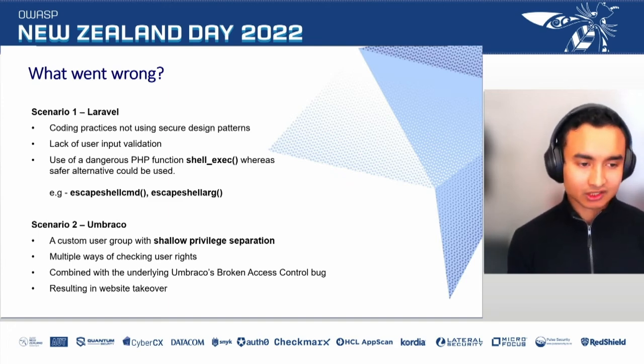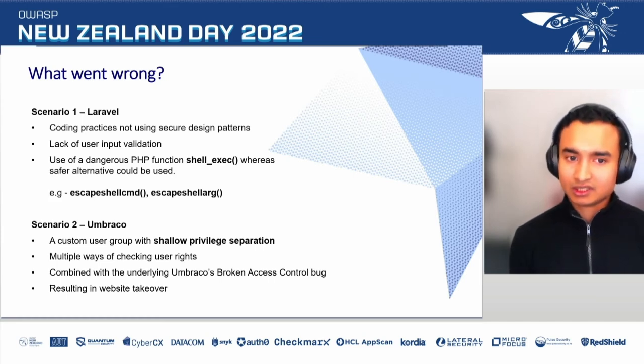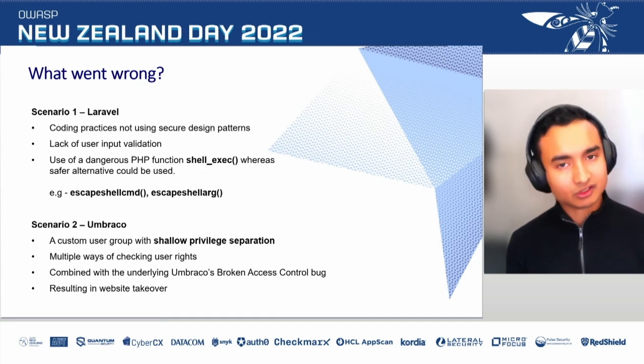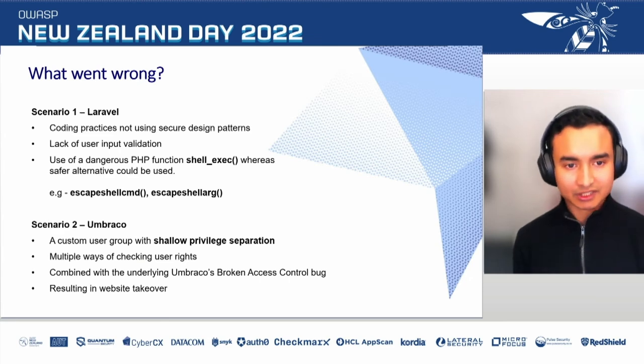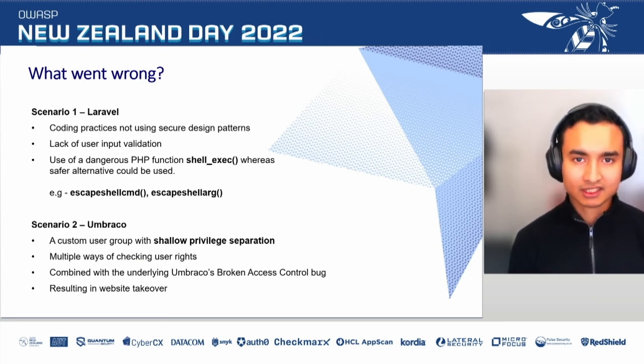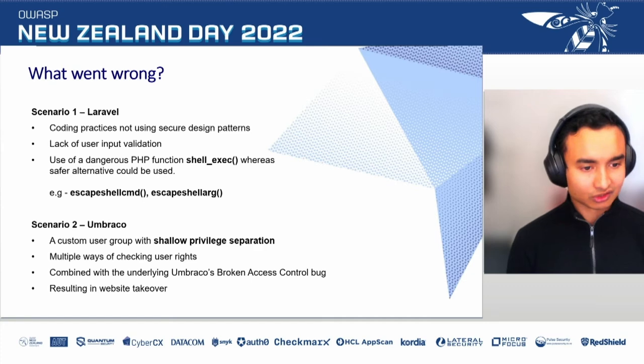We already talked about this. However, it looked like Umbraco had a custom user group, especially with the way the client implemented shallow privilege separation. We didn't quite understand why they needed that user. And also, if we think about the code, remember there were multiple ways to check if the user is a superuser, if the user belongs to the admin group, or if the user is admin itself. We believe that created some confusion in the code base, which led to some of it missing out on those authorization checks.